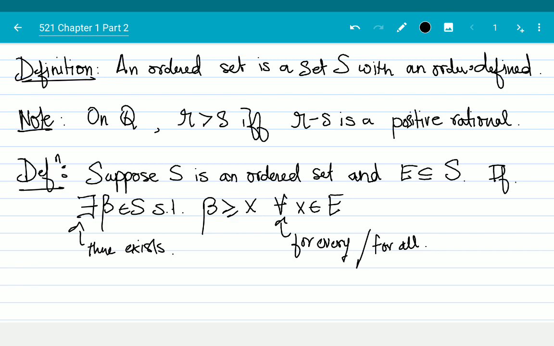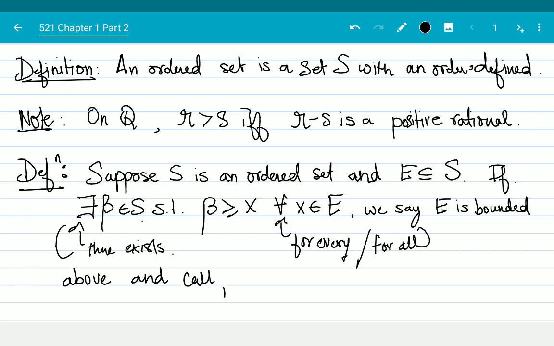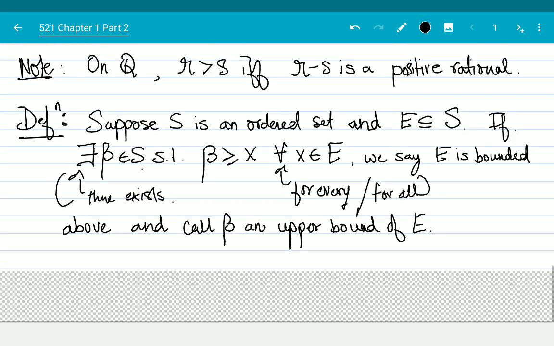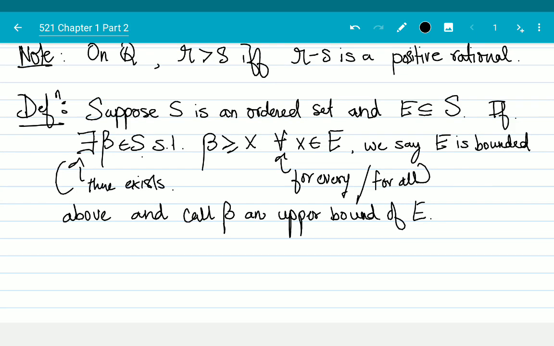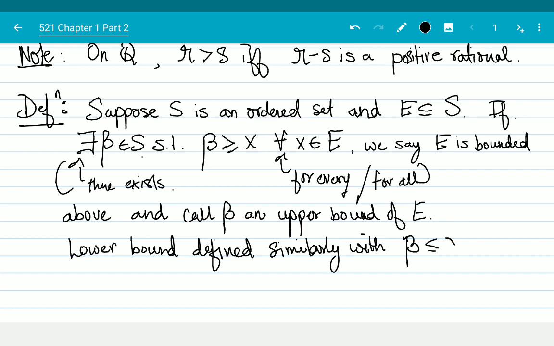If there's such a beta, it need not be in E. It only has to be in S. If there's a beta in S such that beta is greater than or equal to x for every x in E, we say E is bounded above, and call beta an upper bound of E. Once again, beta need not be in E. Lower bound is defined similarly, with beta smaller than or equal to x.